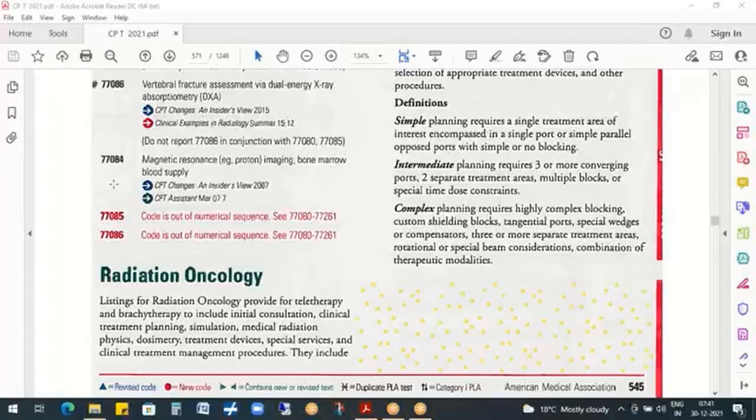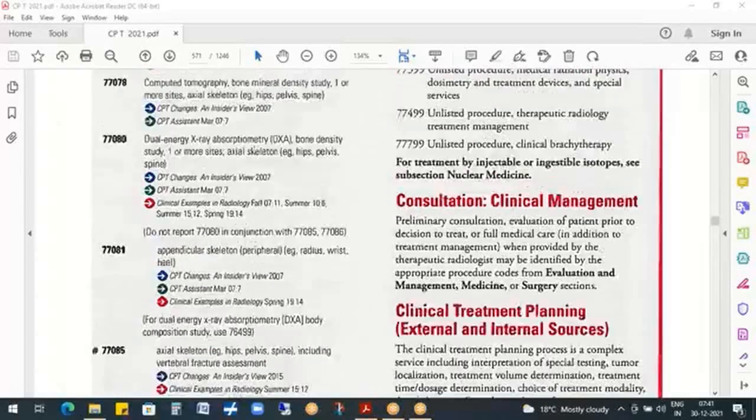Axial. Hip, pelvis? Appendicular or axial? Axial only. Those are part of the trunk. From the upper leg onwards, it is appendicular. You can see they have given examples for you. Is hip pelvis given in 77080? Yes, sir, 77080 pelvis is there. That means they consider it part of the trunk, the lower portion.